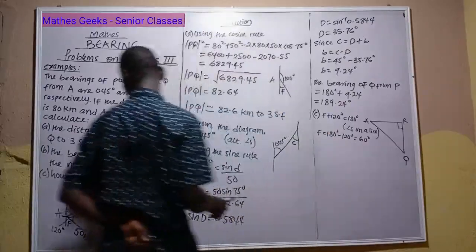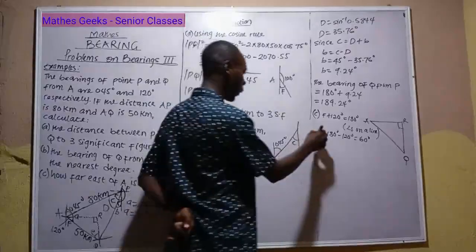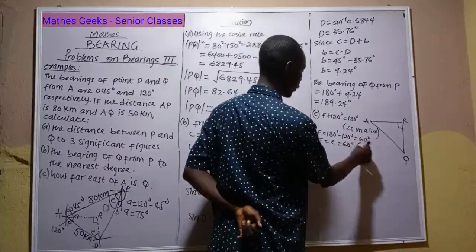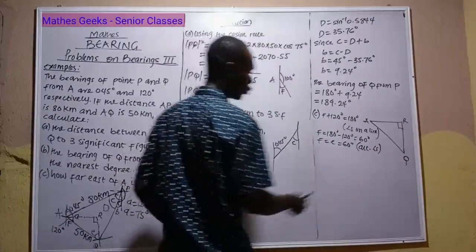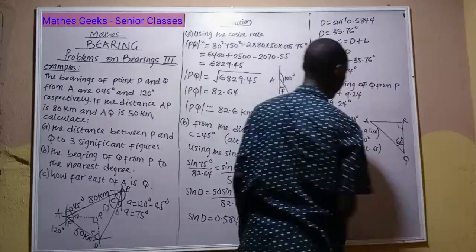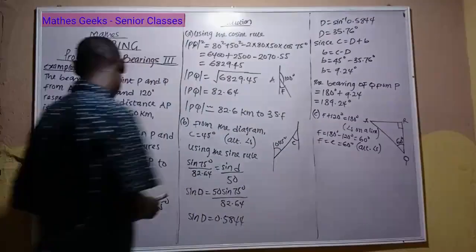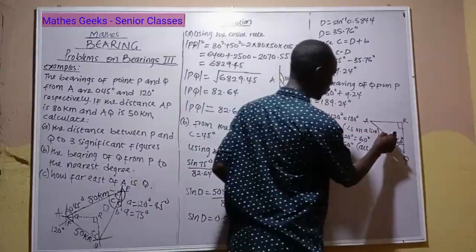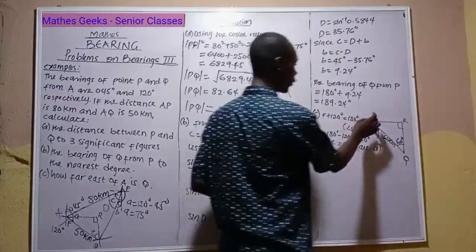So how does that relate to E? F is equal to E, and that's equal to 60 degrees. Why? Alternate angles. So if that is true, then this angle here is 60 degrees. Now this AQ from the diagram is 50 kilometers. So let's put it here, 50 kilometers, and we're looking for AR.